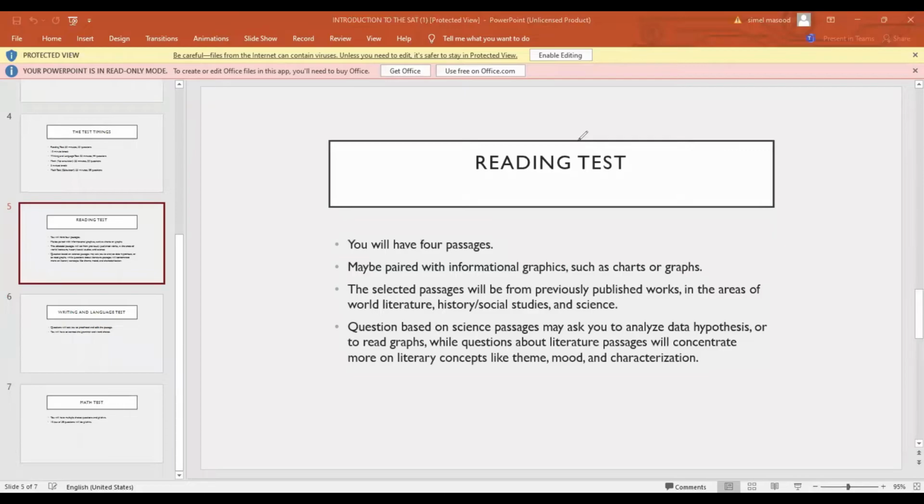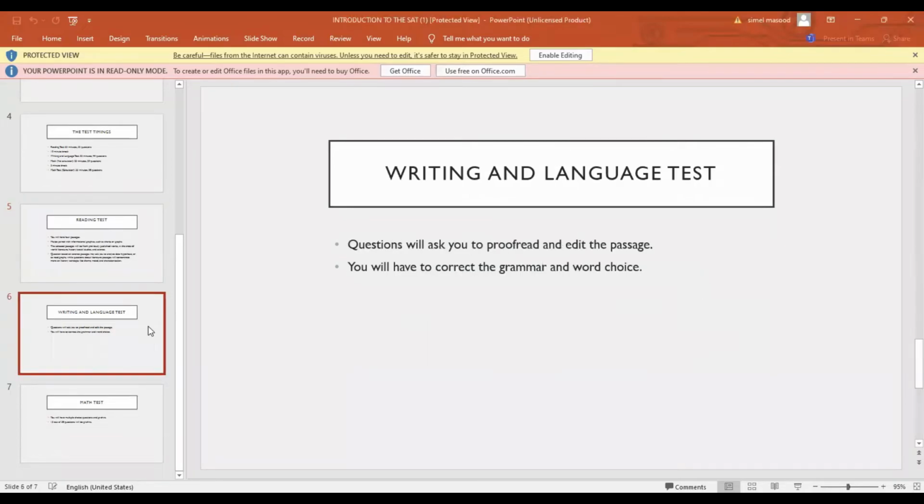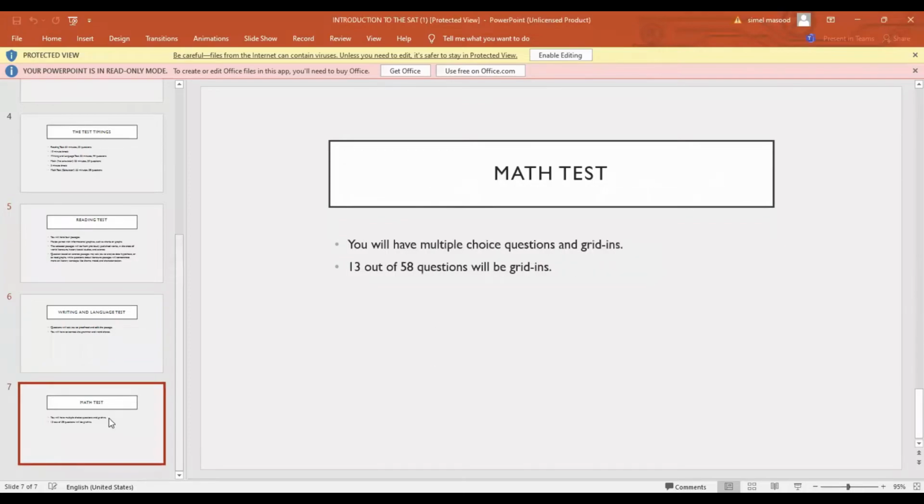It is like a comprehension, but the questions will be inferential too, which means that you'll have to think more before answering those questions. In the writing and language test, you'll have to proofread and edit the passage, which means you'll have to correct the grammar and the word choice. They'll be giving you a passage in which there will be a mistake, and then they'll ask you to correct it. So you'll have to choose the correct option.